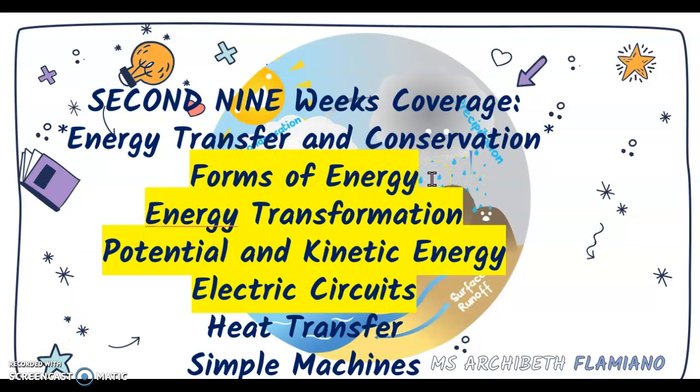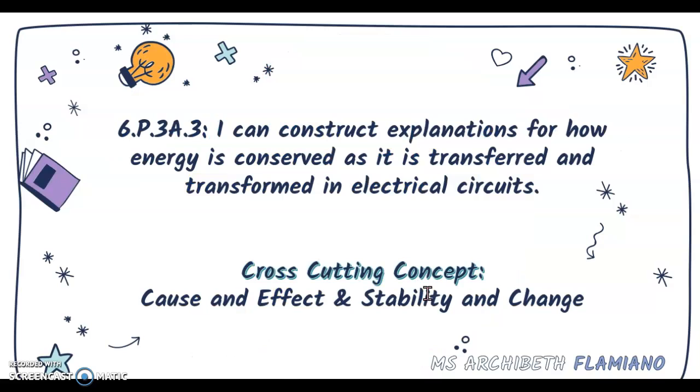Our second nine weeks coverage includes the unit on energy transfer and conservation. We have discussed already the forms of energy transformation, potential and kinetic energy, and now we'll be learning about electric circuits. For our standard 6P38.3, I can construct explanations for how energy is conserved as it is transferred and transformed in electrical circuits. Our cross-cutting concepts are cause and effect, and stability and change.